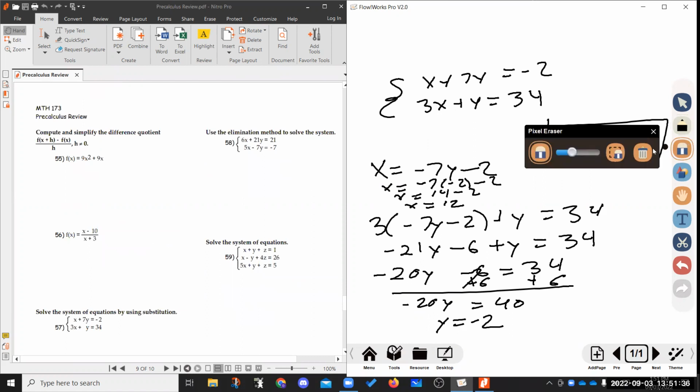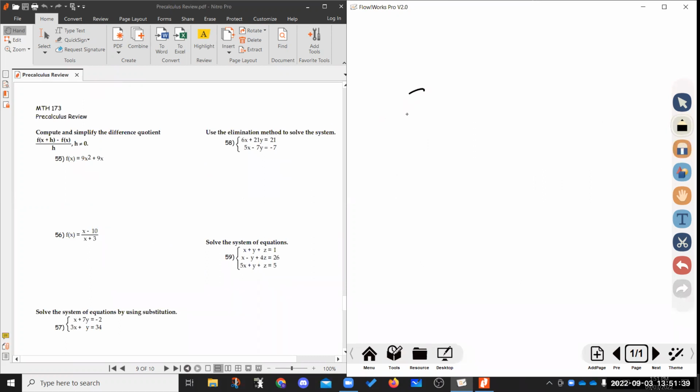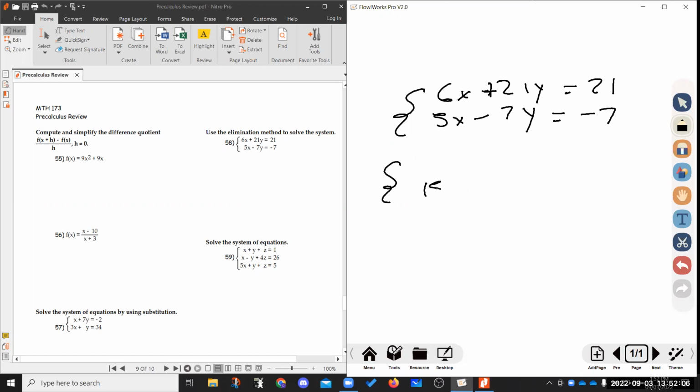Now we're going to use the elimination method or the addition method. 6x plus 21y is equal to 21. 5x minus 7y is equal to -7. The reason we're using the addition or elimination method here is because we don't have any coefficients of 1, but we do see that we have opposite signs on our y's and that 7 is easily multiplied by 3 to get 21. So I'm going to multiply the second equation by 3. 15x minus 21y is equal to -21. 6x plus 21y is equal to 21.